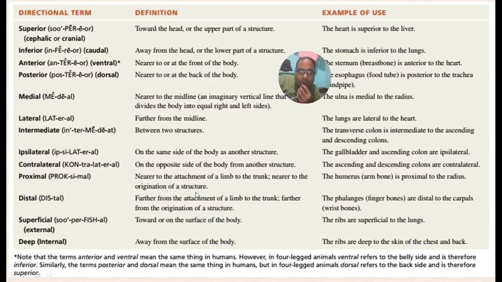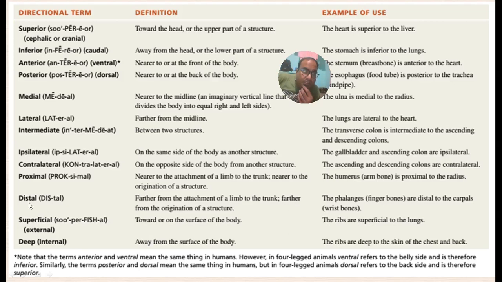to the midline. So it is proximal. The humerus arm bone is proximal to the radius, meaning the humerus is nearer to the main body midline attachment point as compared to the radius. The radius is far away, so for organs that are far away we use the term distal.